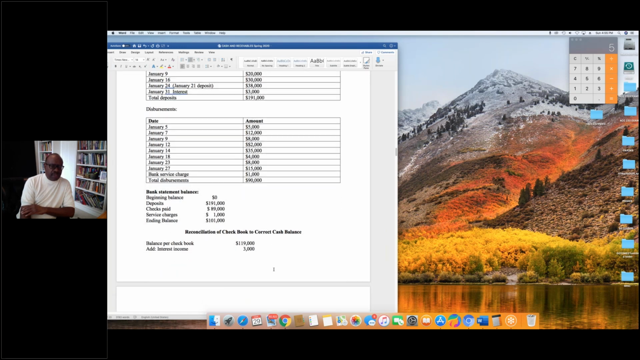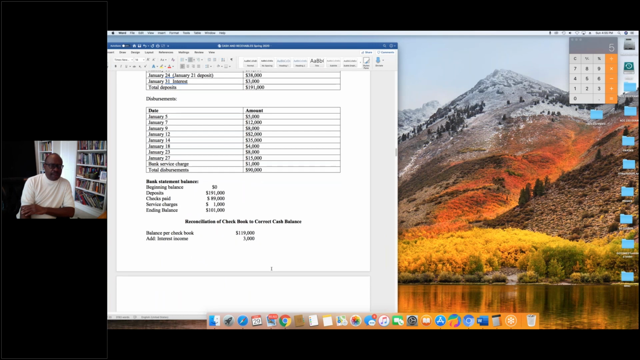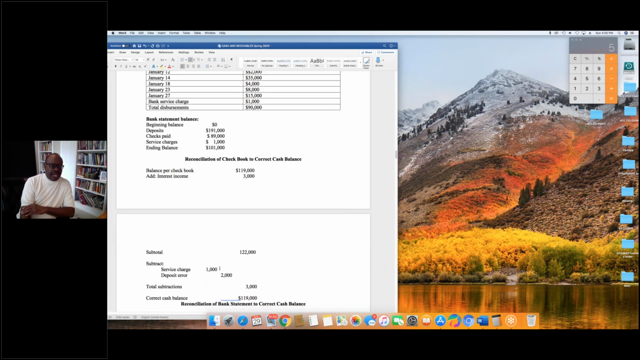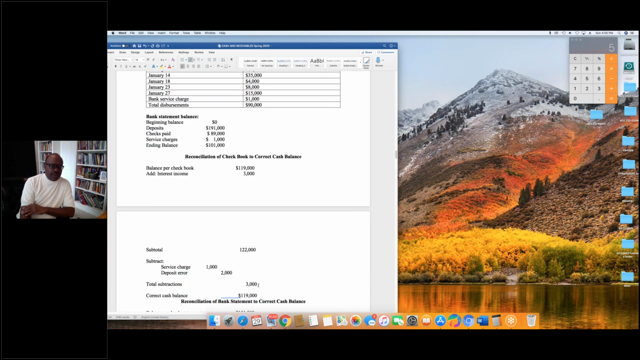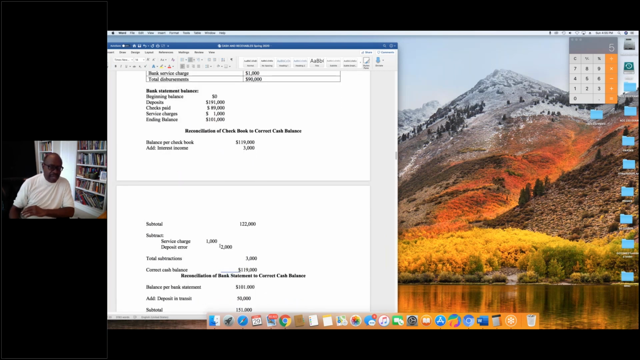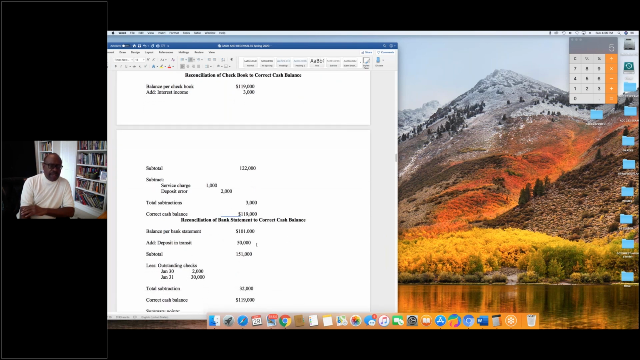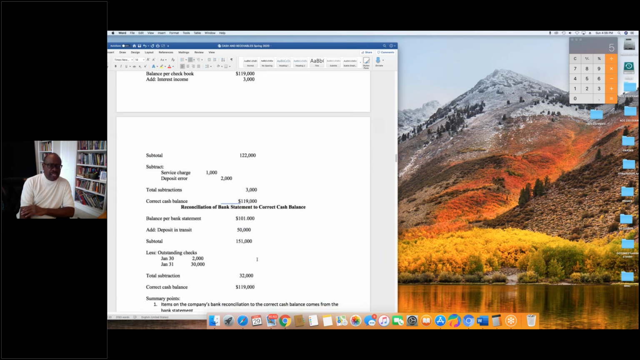When we get to the checkbook, it had 119,000. We got to add that interest income of 3,000 for 122. You got to subtract the service charge of 1,000 and then that deposit error for 2,000 for 119. And we want to see why that error was made. Did the bank make a mistake or did we make a mistake? And so when we go and do the reconciliation, the balance per the bank, add the deposit in transit, subtract the outstanding checks, the correct cash balance is 119 in both cases.